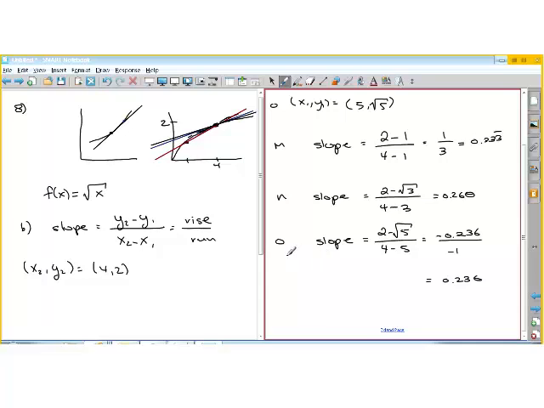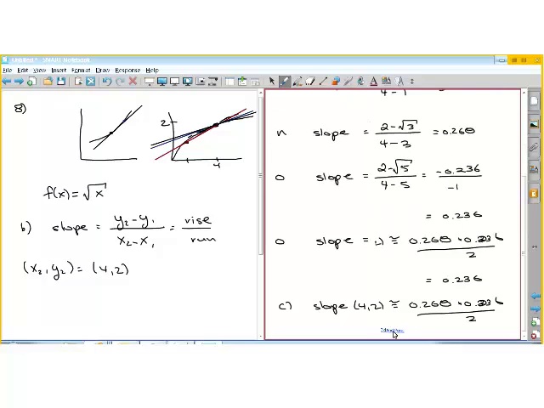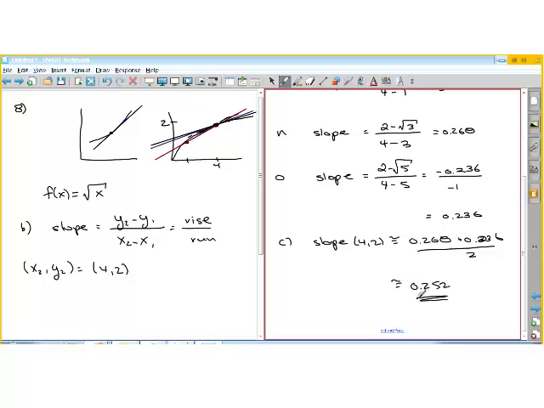So use the results from part B to estimate the slope of the tangent line at 4, 2. So part C, we would just say the slope at 4, 2 is approximately equal to 0.268 plus 0.236 divided by 2, and you get 0.252. So that's the answer.